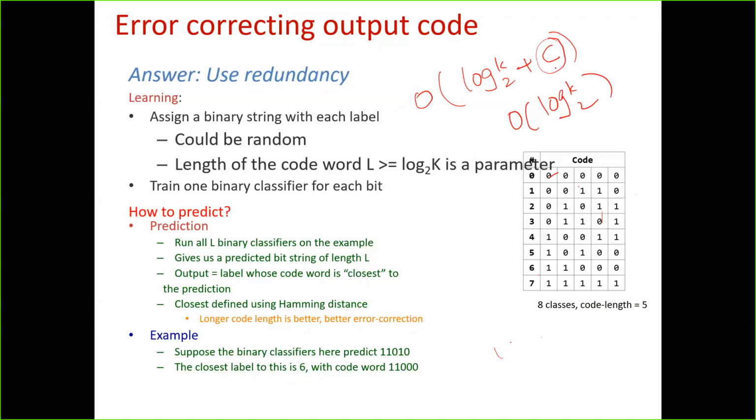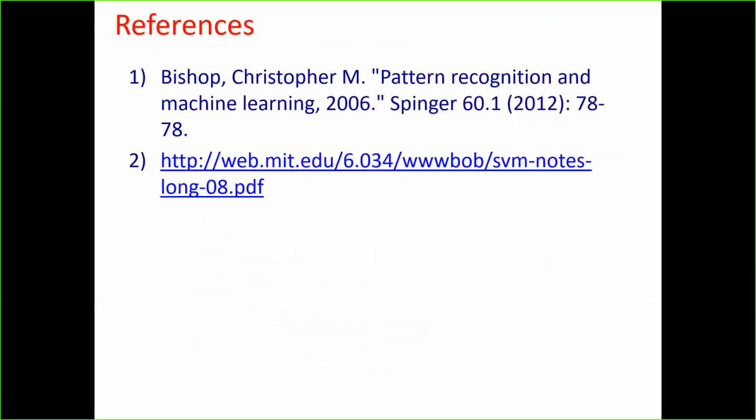Plus a constant number means you can ignore the constant term in the complexity analysis, right? So it is order of log k base 2, for both the training and testing complexities, because you're just adding a constant number of bits. Clear?